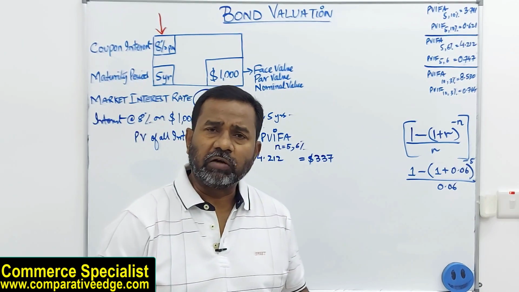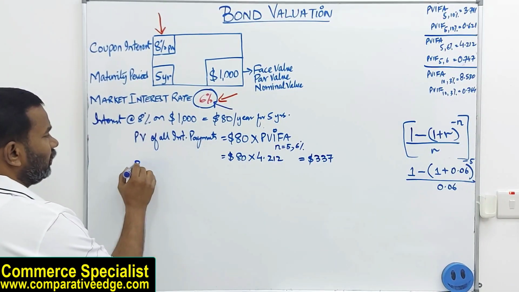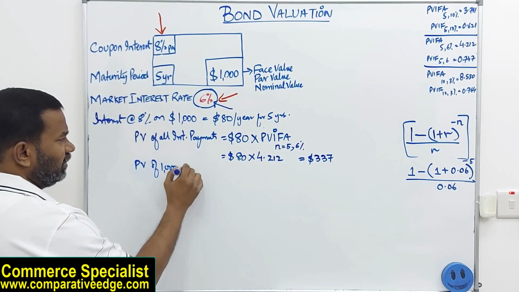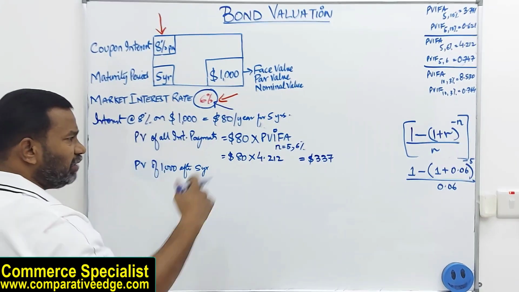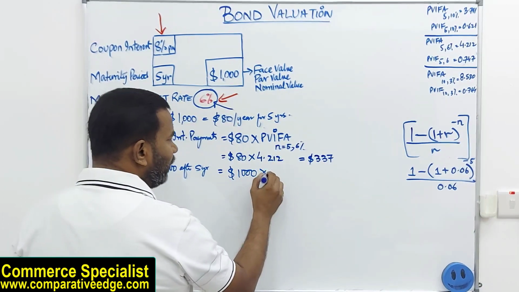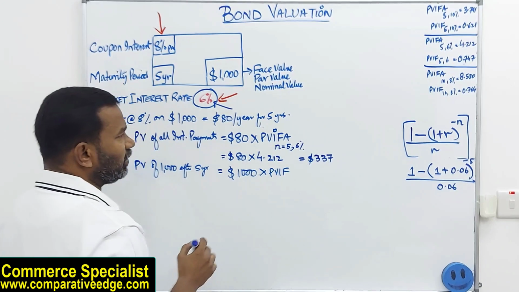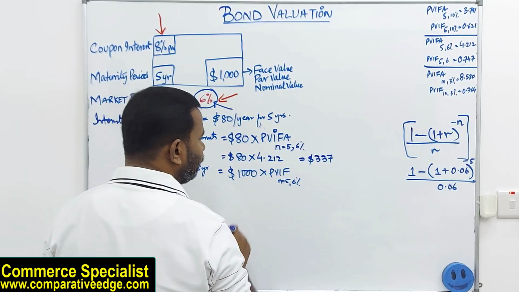The next step is to calculate present value of this face value. Present value of this $1,000 which you are going to get after 5 years. So if you're going to get 1,000 after 5 years, how much it is worth today? What you do is you multiply 1,000 by the present value interest factor, not annuity, just present value interest factor. Look under N equal 5 and 6%.